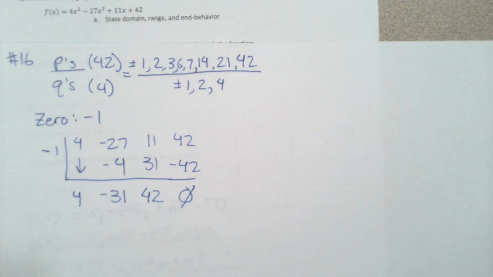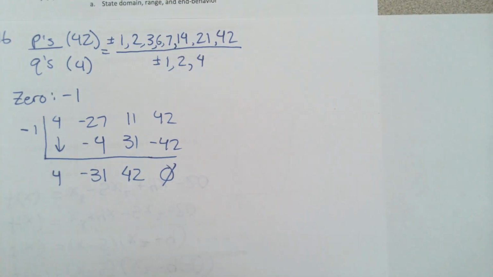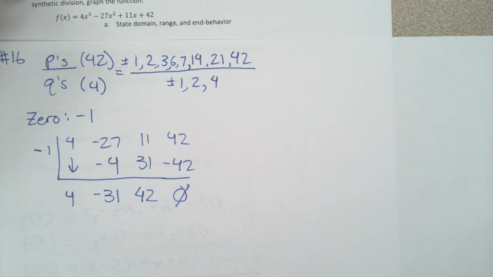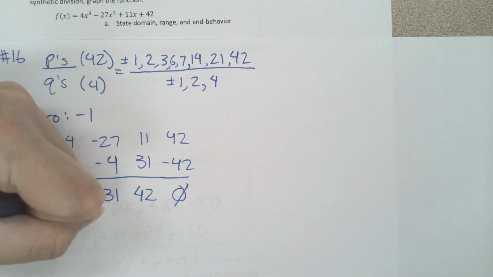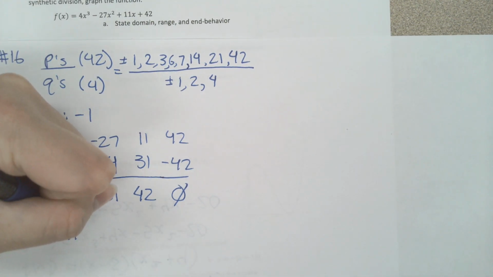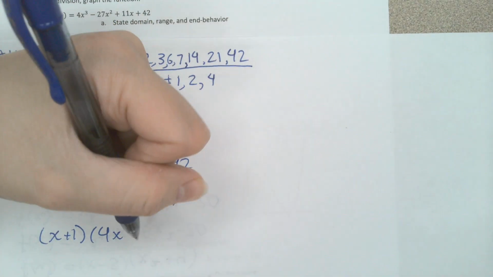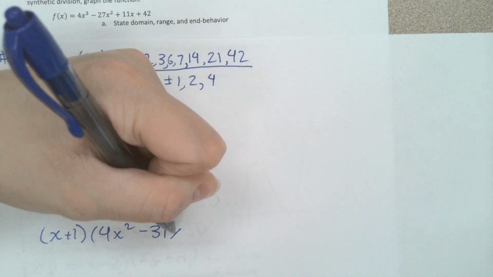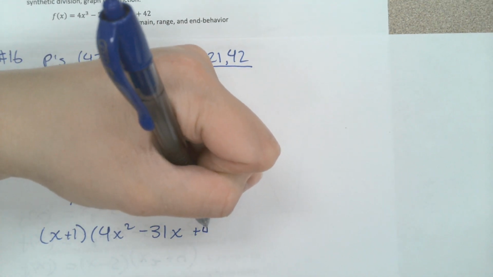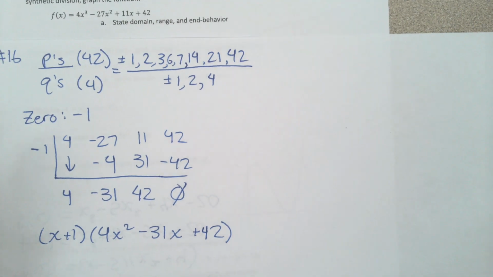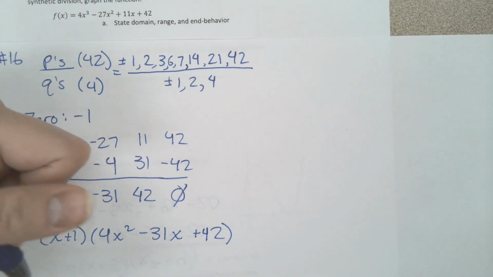Oh boy, this is going to be fun. Okay, maybe I should have done a different 0, but it's okay. I'm still going to get my answer. That's what matters. Okay, so right now we have factored this polynomial down to x plus 1, I'd write that, times 4x squared minus 31x plus 42. You know what? I could actually factor it. I got this. I think I got this.